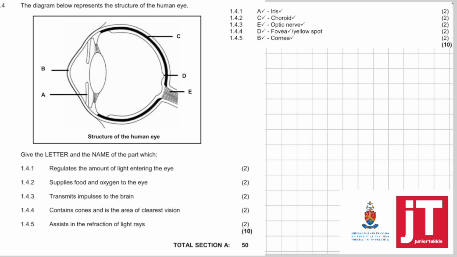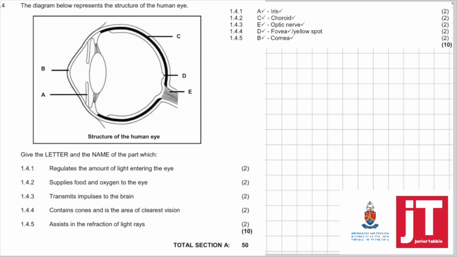Now, if you're looking at this diagram, you have to look and see what is labeled. You're probably immediately waiting to write the pupil. But can you see the label of the pupil is not there? But what controls the pupil? It's the iris. Can you see? A is the iris. So A, iris for 141, controls the amount of light.